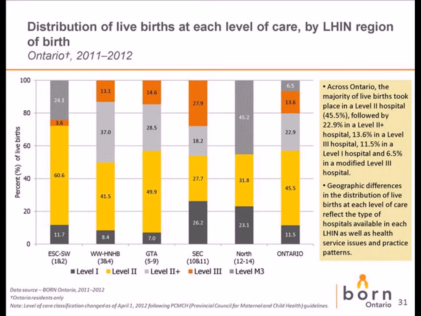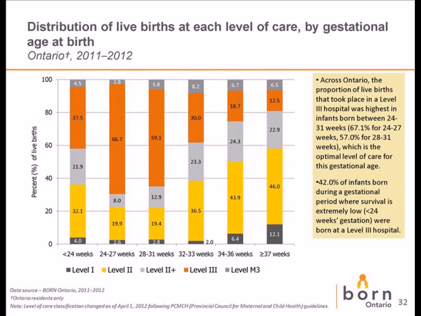So across Ontario, the majority of live births took place in a level two hospital, so about 45.5% of births, followed by 22.9% in a level two plus hospital, and 11.5% in a level one, and 6.5% in a, sorry, that should be level three. 11.5% in level 3 and 6.5% in a modified level 3. There's a mistake in the slide there. So you can see there are geographic differences, and those geographic differences reflect the hospitals that are available in those particular areas. So, no judgment calls here about what's happening.